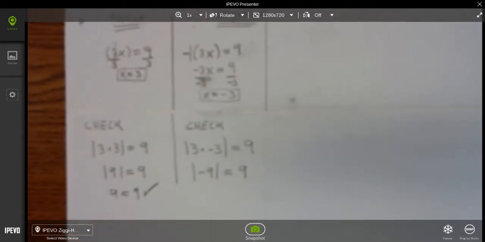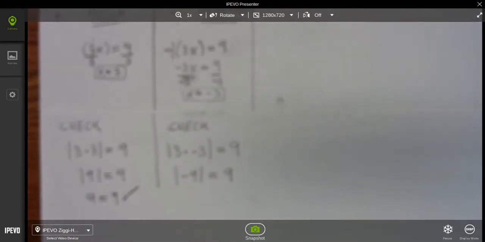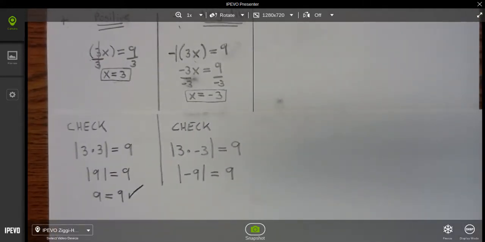And I apologize for the blurriness for a minute. Just be patient with that. It should focus in just a minute. There we go. I pressed the magic focus button.